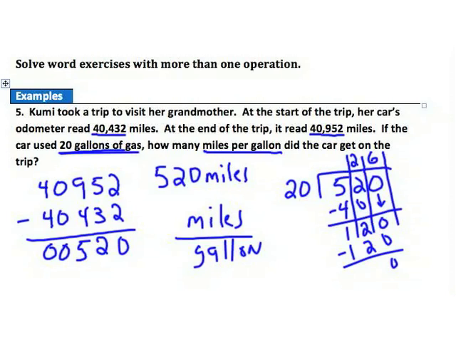Subtract, and I get 0. So it actually works out evenly. So this car is going to get 26 miles per gallon on this trip. Or this car got 26 miles per gallon on this trip.